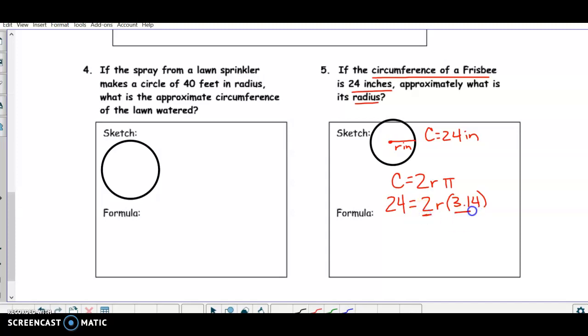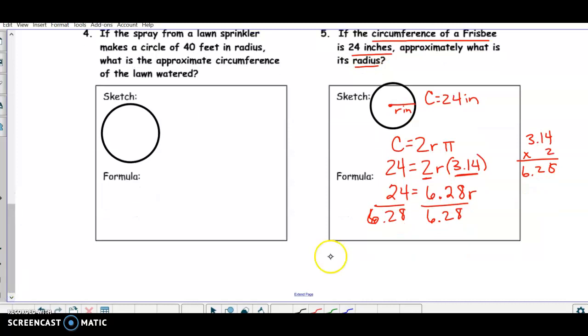So we know that we can do 2 times 3.14, 6.28. So now I have 24 is equal to 6.28 times the radius. Well, how do we undo multiplying? We have to divide. So I'm going to divide both sides. So all of those equation rules that we learned, those are not going to go away. So then I'm going to scroll down, I have a little bit of room here.